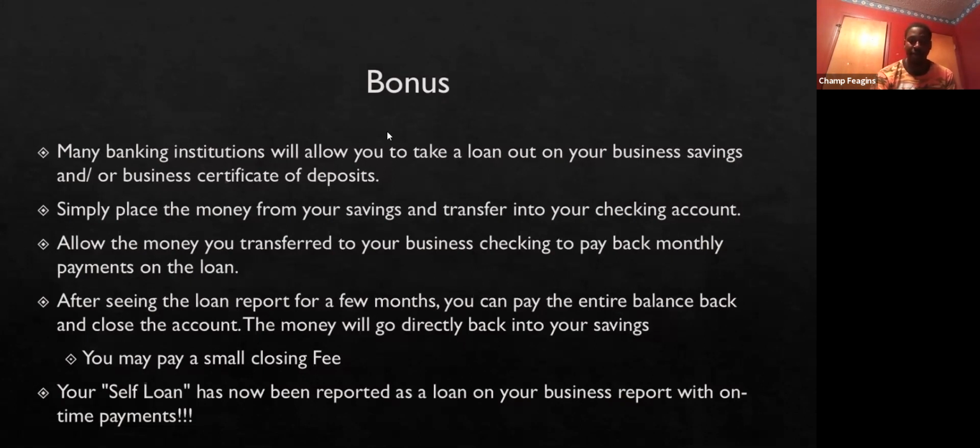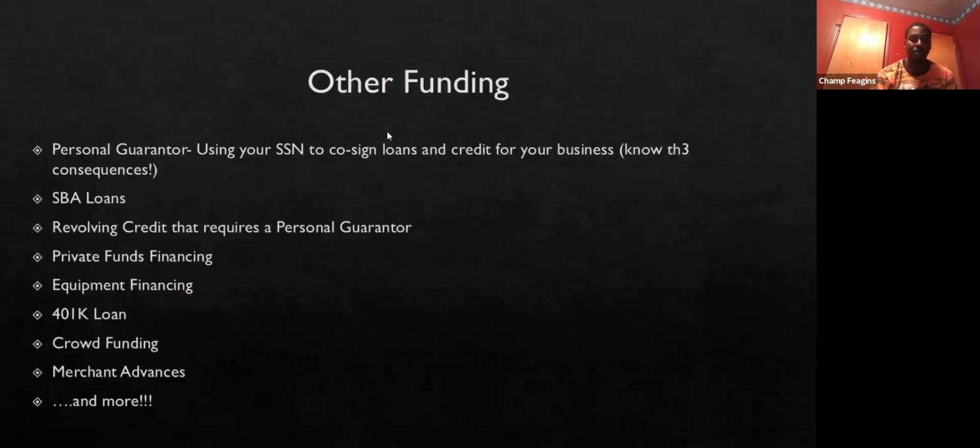Hold on, y'all. All right. So, other funding. You can be a personal guarantor, okay? You can use your social security number to co-sign loans and credit for your business. Know the consequences when you do that, okay?